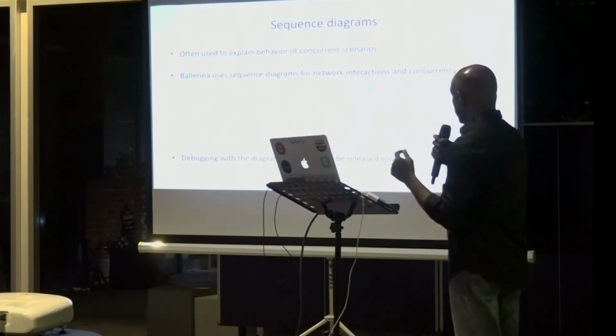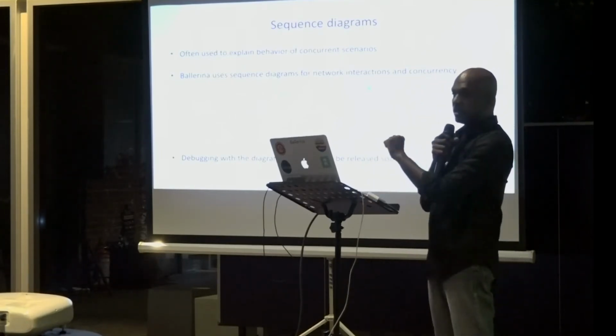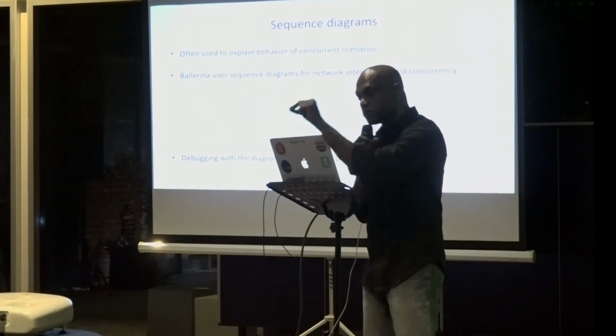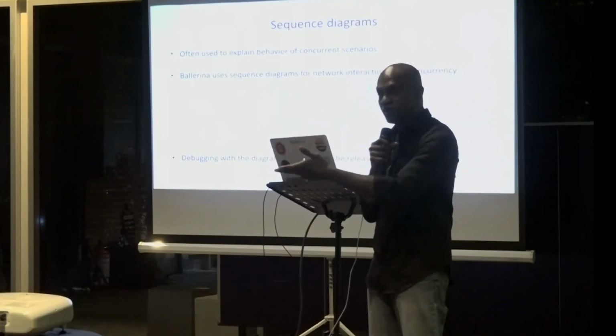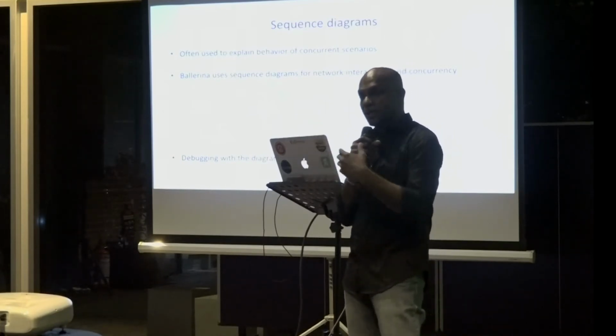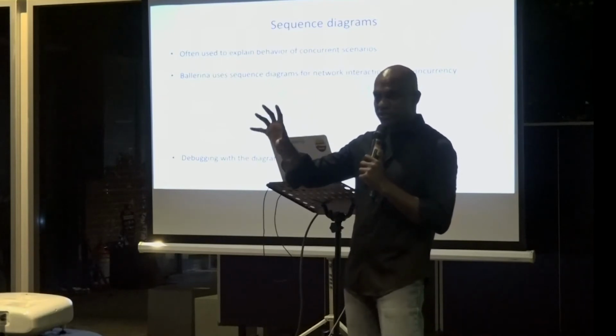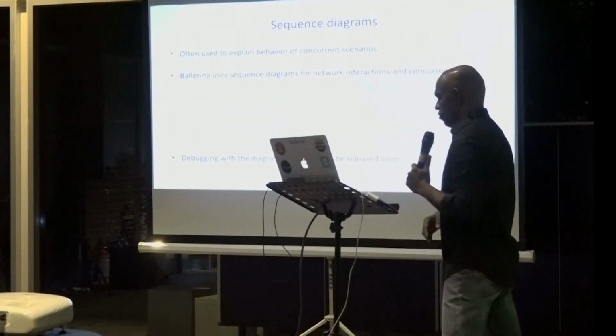Right? And we treat network interactions as concurrent actors in the sequence diagram, because a network endpoint is actually a concurrent actor. I'm not in control of it. It just happens to be something that's running, and my only interaction is by sending messages back and forth. And that's where the typing comes in, to decide what can I send and what can I not send.